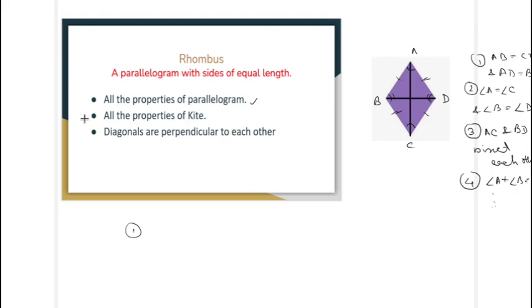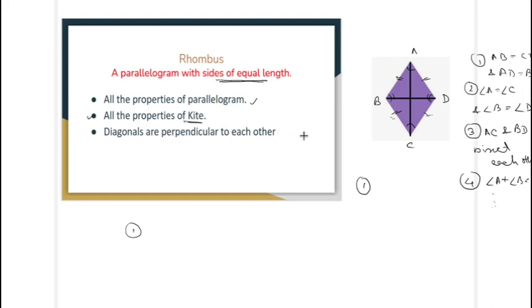Now what does the second point say? All the properties of a kite. Now what are the properties of a kite? The first property was that the adjacent sides are of equal length. So here adjacent sides are of equal length. The first definition only says that all the sides are equal in a rhombus. So obviously the adjacent sides are also equal, and these two are the adjacent sides, these two are also equal. So this is the first property of a kite.